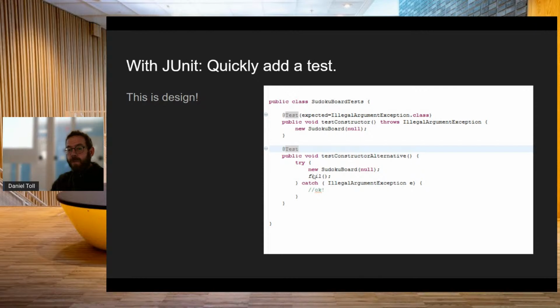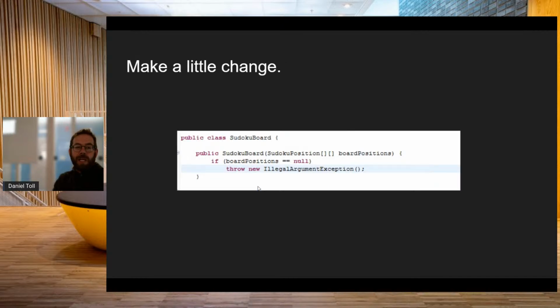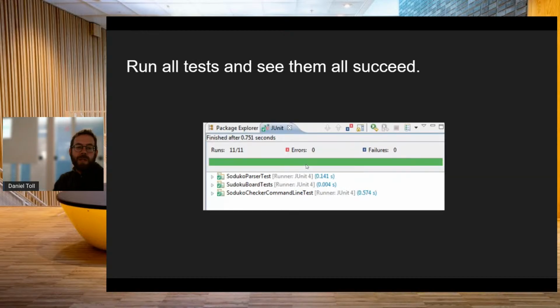And then if we reach this line here, the test should fail, right? Because it should throw an exception. And then we run all tests and see if the new one fails. Actually, both failed because I'm writing more code. And then I make a little change. If board positions equals null, throw new illegal argument exception, and then they succeed.